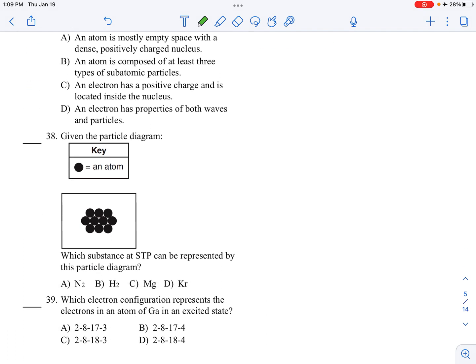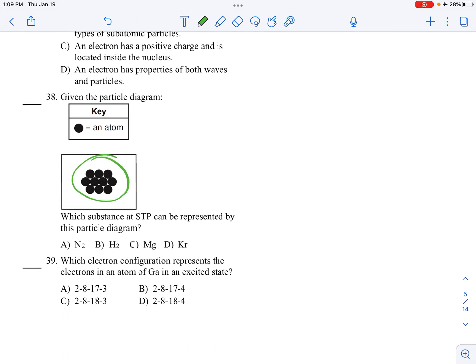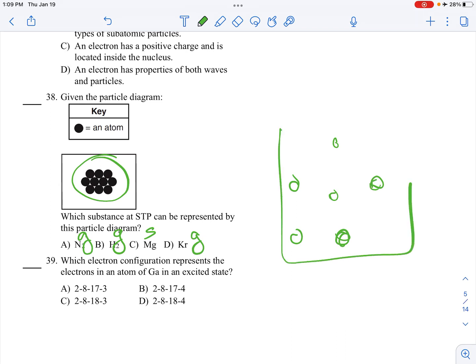Which substance at STP can be represented by this particle diagram? Notice how they're all clumped together nice and tightly. So I'm asking you to look at phase of matter at STP. Nitrogen's a gas. That's a gas. This is a solid. This is a gas. Gases would fill up the container with particles all the way around. These are clumped together. That means it's a solid.